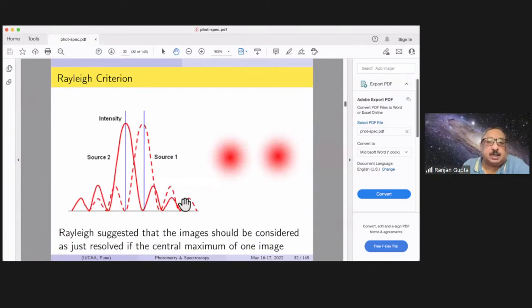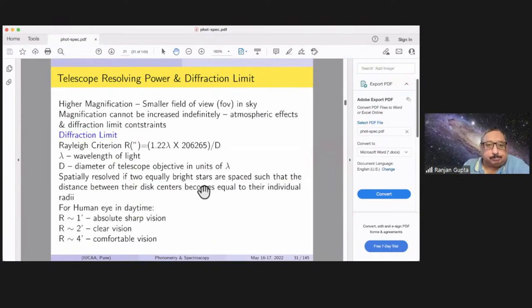Why are these wiggles there? Because these are what is called the Airy pattern. I'm not going into too much detail, but the Airy pattern essentially comes as if there is no atmosphere on the Earth, and you are trying to see a star. So he defined this, and this number is basically the number which is coming.